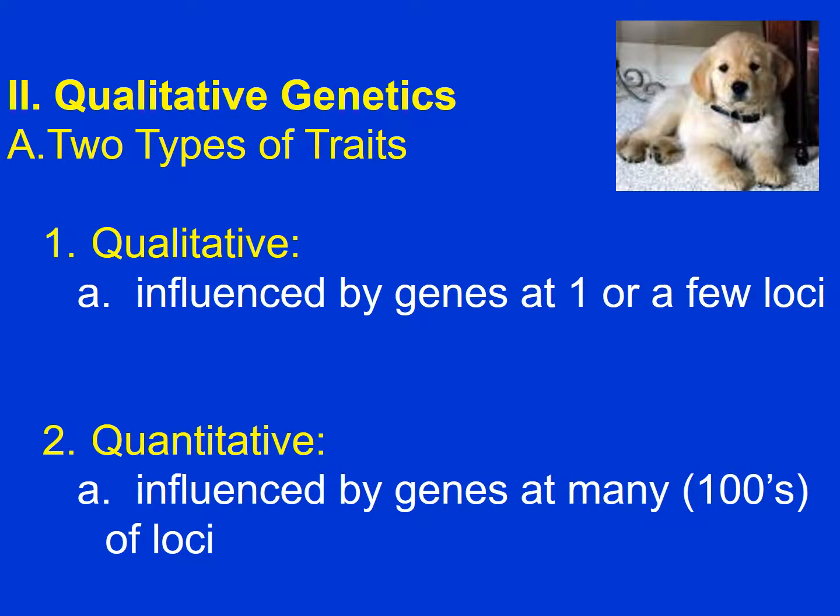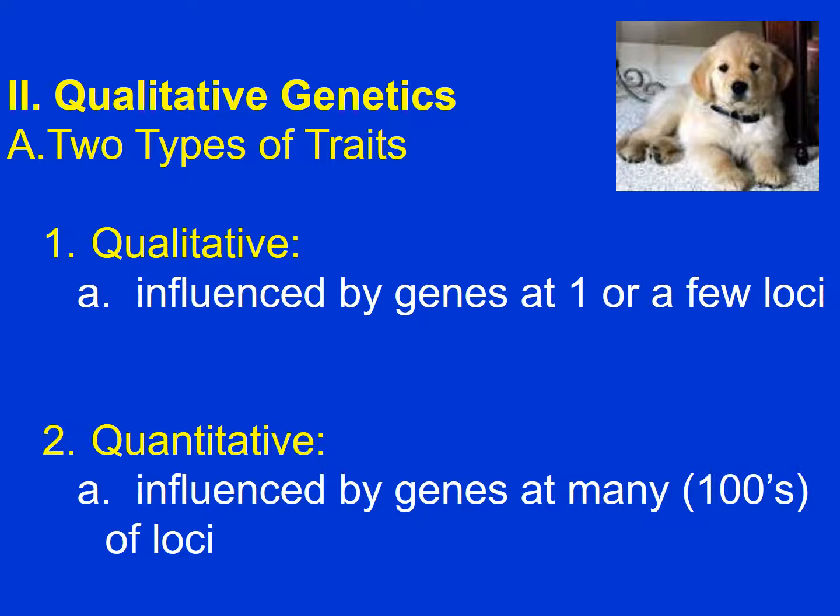As I mentioned, there are two types of traits, so we can look at the different traits that we find in animals or plants or humans. And generally, we can characterize these traits into two different categories, either qualitative or quantitative. And what characteristics are we looking for to do this classification?